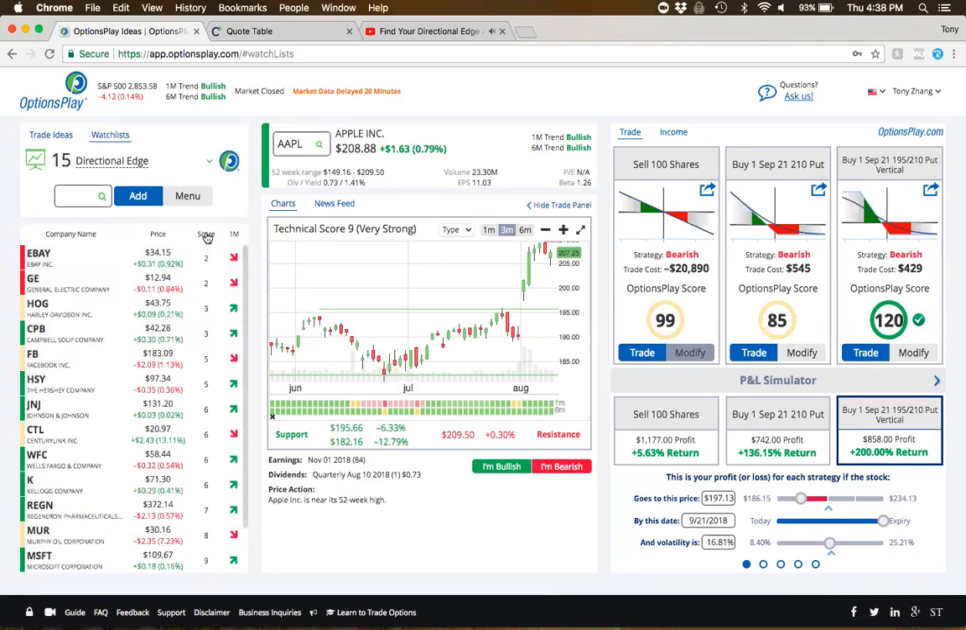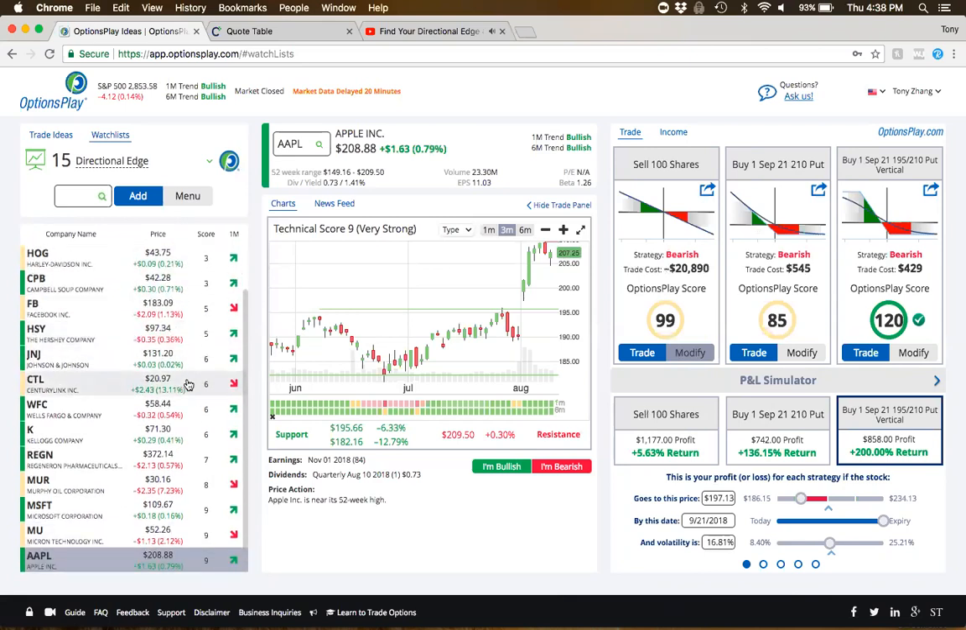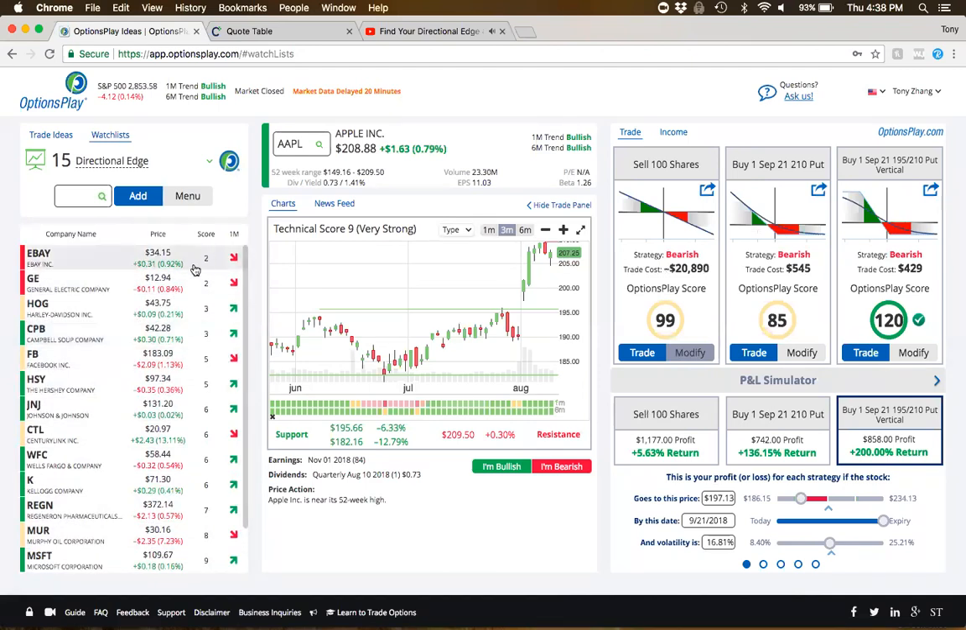So what I usually like to do is sort my watch list based on the score. This is that technical score I'm referring to, the relative strength of a stock. Because once I sort my watch list by the score, I quickly get a feel for which stocks are the strongest and which stocks are the weakest without even having to click on any single symbol or look at a chart. I know exactly which are the strong stocks and which are the weak stocks.